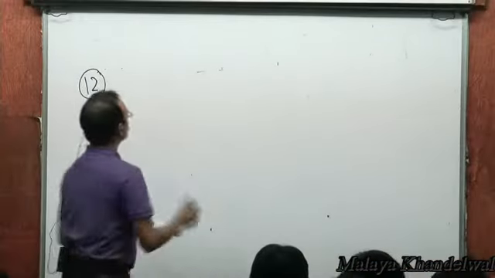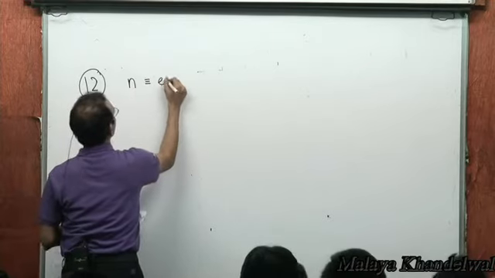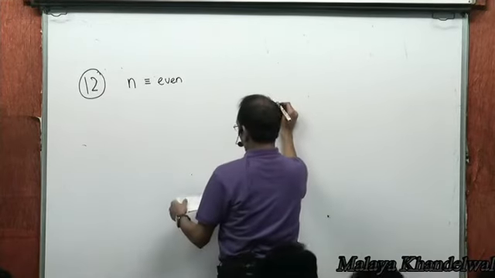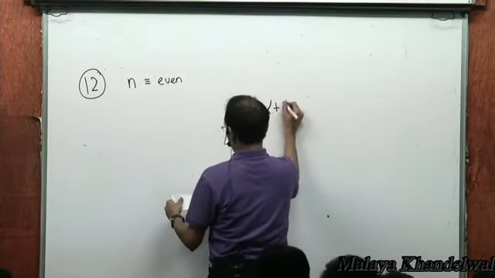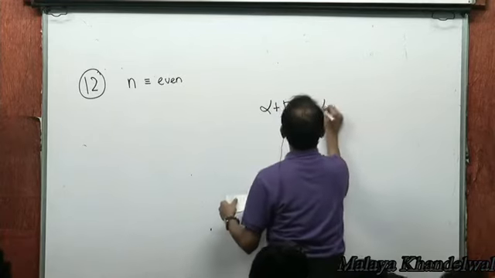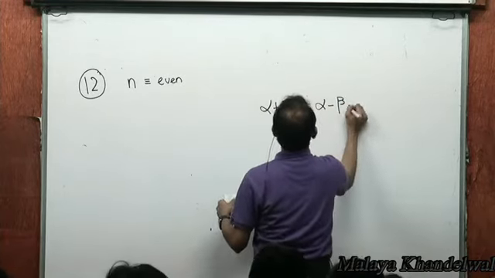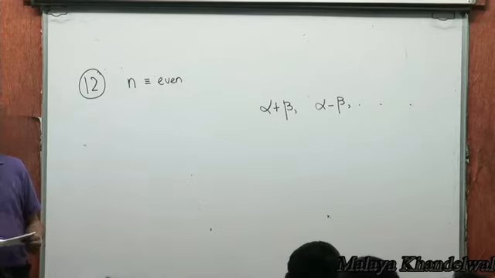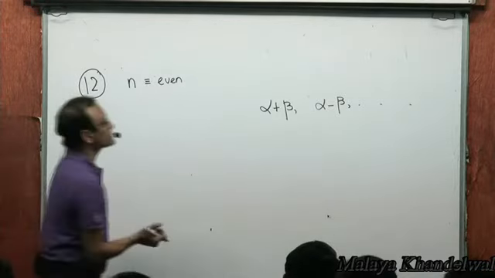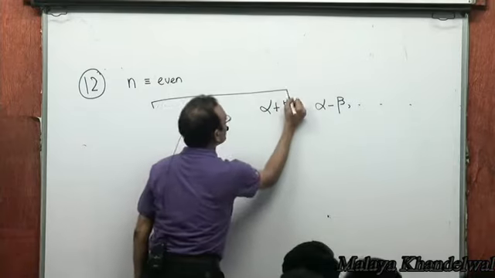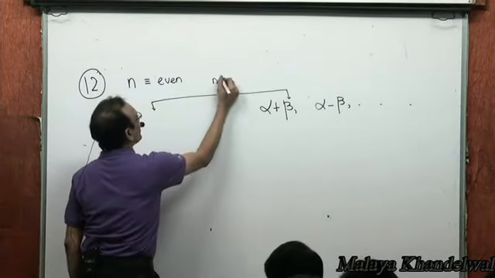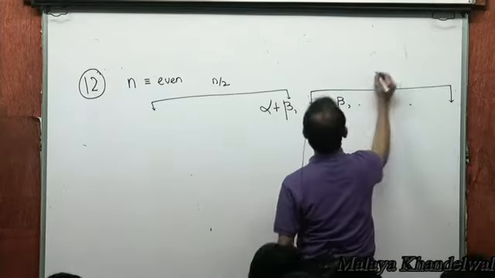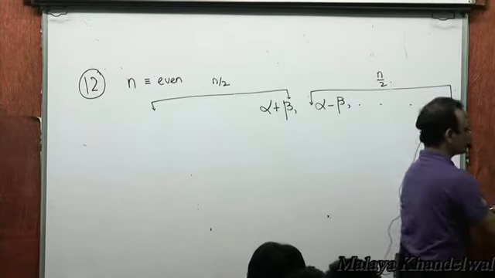If n is even, and alpha plus beta and alpha minus beta are the two middle terms of an arithmetic progression, that means from the first term till alpha plus beta, there must be n by 2 terms, and from alpha minus beta till the last term, there must be another n by 2 terms. Yes or no?